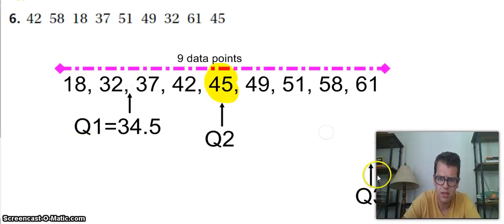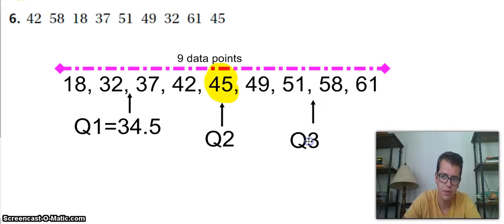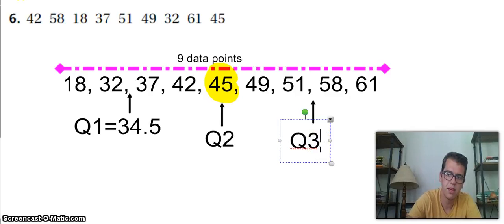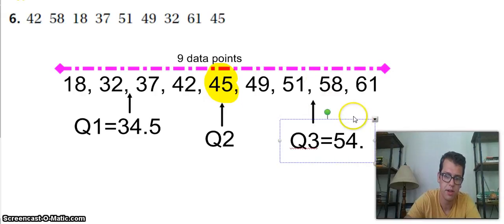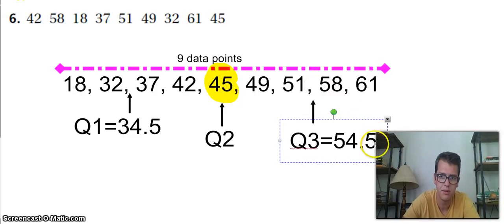I can do the same process here for my upper data set, finding quartile 3. I need to find what is directly between 51 and 58. Well, the gap between them is a gap of 7, so I know half of that will be 3.5, so I can add that to my lower value or subtract it from my upper value and get that my quartile 3 should be 54.5. So again, those 2 quartiles do not have to be points in the data. Actually, none of your quartiles have to be data points. It all depends on how many data values you start with and how it gets broken up.